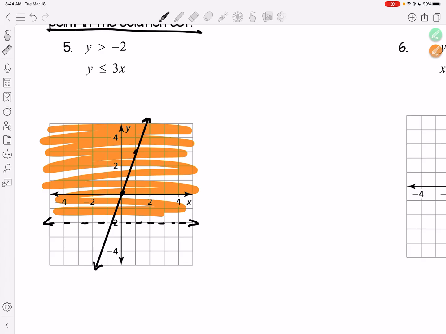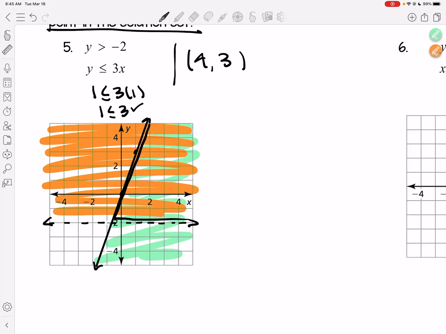Now, I need to figure out what point would make this a true statement. I can't use 0, 0 because it's on the line, so if I try 1, 1, I get 1 is less than or equal to 3 times 1, which is saying 1 is less than or equal to 3, which is true, so that means I can highlight this side right here. So I can see the part that is orange and green is this part right here in this top right corner. So I can pick any point I want in this area. So I can pick the point 4, 3, and that's it, and you're done. As long as that is in the section that is highlighted by both inequalities, then you're good to go.